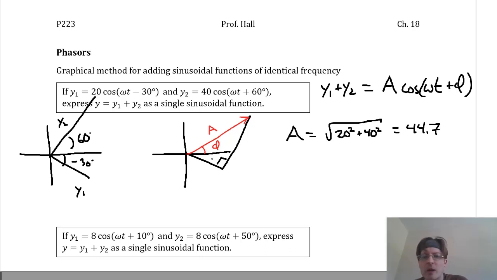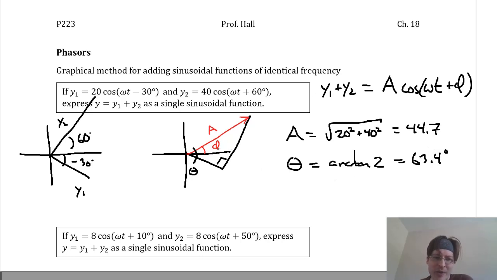The phase angle, there are two steps to it. First, I figure out what this full angle is using arctangent. So I'll call that one theta or something. A theta would be arctan of 40 over 20, which is arctan of 2, which is 63.4 degrees. But what I care about is the angle phi, which is that minus 30 degrees. This is negative 30 down here. So I get 33.4 degrees.